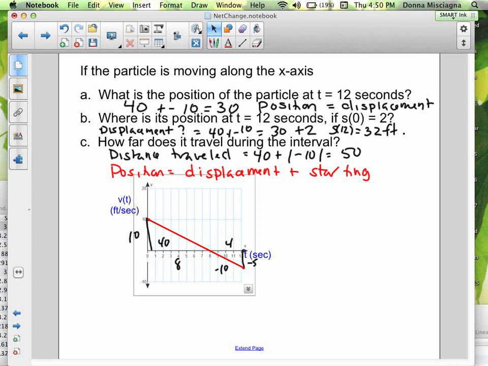So if your starting position is not 0, you're just going to add that starting position to it. So your position is just displacement plus the starting value. If the starting value is 0, then you don't have to add anything. If the starting value is something else, you'll add that. Distance traveled, we would just take the absolute value of that negative part. So the particle has actually traveled 50 feet, right? But its change in position, or its position, is at 32 feet if s of 0 is 2.